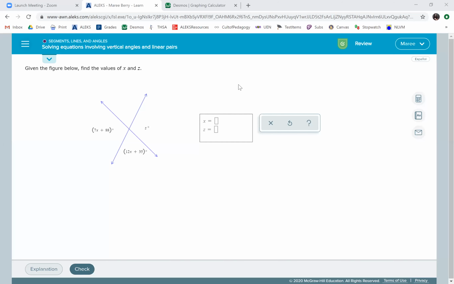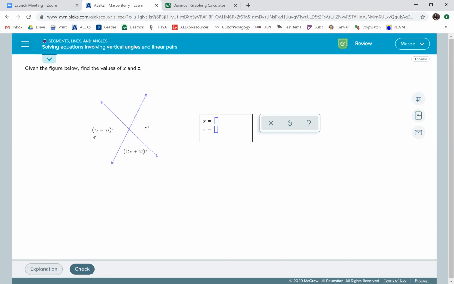In this lesson, there are two things that you need to know. The first thing is that vertical angles are congruent. So this 7x plus 18 and the z are vertical angles. Those are congruent. That means they're the same. Angles that are next to each other add to 180 because they make a straight line.